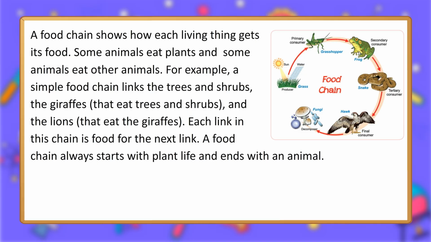Some animals eat plants and some animals eat other animals. For example, a simple food chain links the trees and shrubs, the giraffes that eat trees and shrubs, and the lions that eat the giraffes. Each link in this chain is food for the next link. A food chain always starts with plant life and ends with an animal.